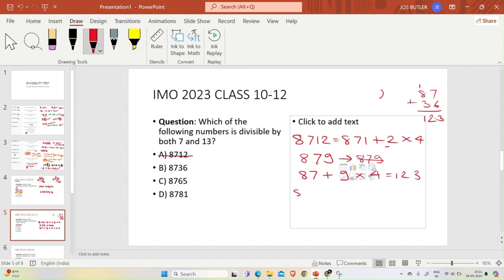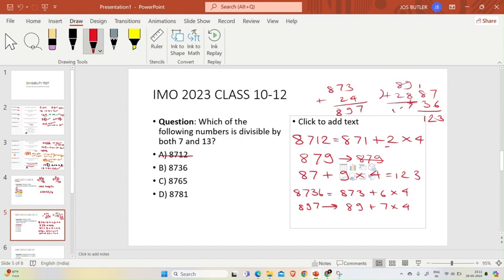Moving on to the next option, 8736. So you get 873 plus 6 into 4, which is 24. So 873 plus 24 is 897. Applying the same trick again: 89 plus 7 into 4, which is 89 plus 28, 117.